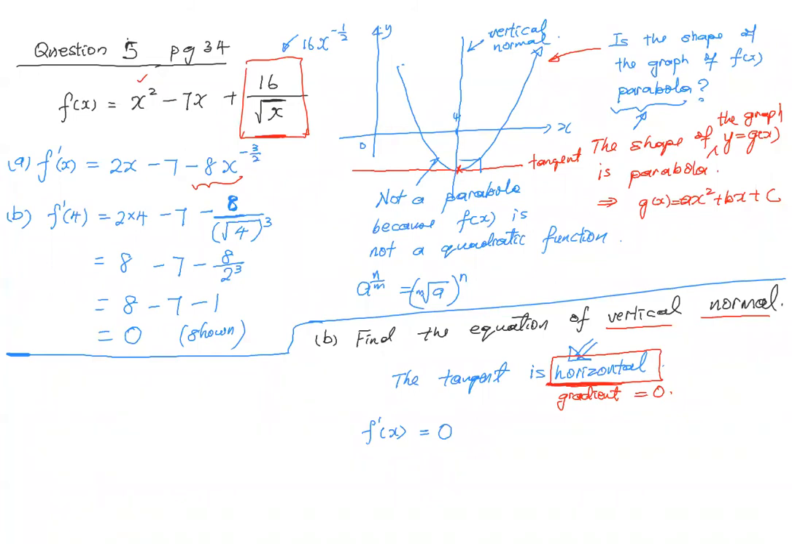That is my 2x minus 7 minus 8 over square root of x, then cubed, equal to 0. Now you try to do. See whether you can do it or not. You can solve for x or not until you get 4.